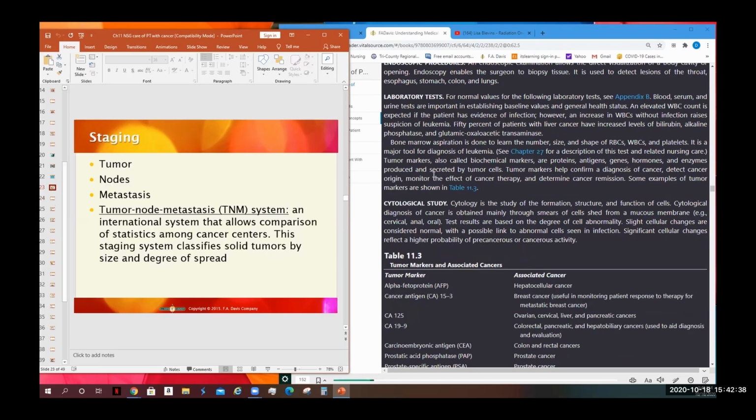Laboratory tests. For normal values for the following laboratory tests, see Appendix B. Blood, serum, and urine tests are important in establishing baseline values and general health status. An elevated WBC, or white blood cell count, is expected if the patient has evidence of infection. However, an increase in WBCs without infection raises suspicion of leukemia.